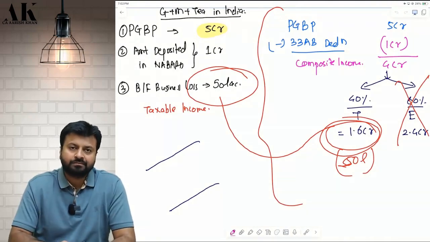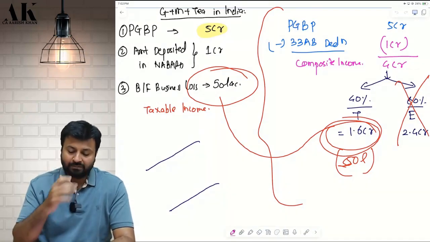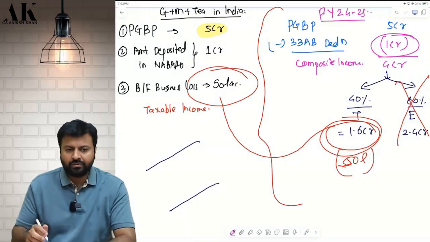So let's go ahead with the provision now. Now the real fun begins now. Suppose this is financial year 24-25 and we have claimed this deduction of 1 crore rupees in 24-25.